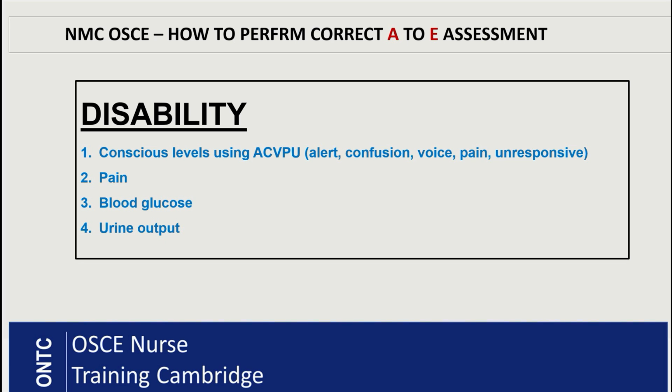Okay, so moving on to disability. Now, in disability, we also look at pain, blood glucose, and urine output. Why?